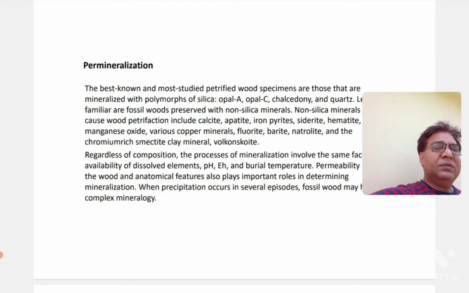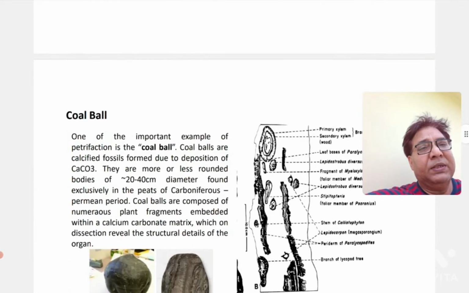Fossilization might occur in one episode or may occur in several episodes. This means that while the process is taking place, some part of petrifaction or permineralization occurred in a certain period of time. Then the plant material got disturbed by geological or physical phenomena. It moved to some other waterlogged environment where the minerals were different. So this time the infiltration will be of different kinds of minerals. So when precipitation occurs in several episodes, you might get several different kinds of minerals inside a petrified fossil. So this is what petrifaction is.